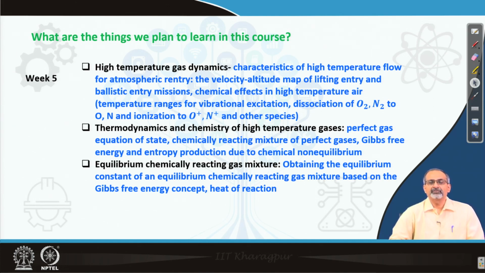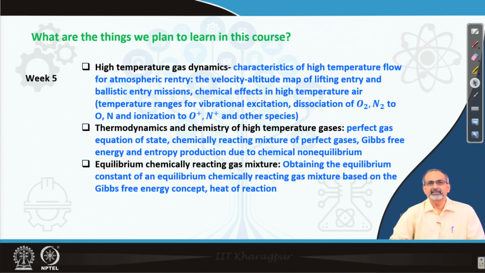So, high temperature gas dynamics includes characteristics of high temperature flow for atmospheric re-entry. And when we talk about re-entry, we should be aware of velocity altitude map of different re-entry vehicles. When they re-enter the atmosphere, they may be re-entering with different trajectories, and then we define those essentially in two categories: lifting kind of re-entry and ballistic kind of re-entry, depending on the kind of missions that they are accomplishing. When they do so, chemical effects in high temperature air have to be accounted.